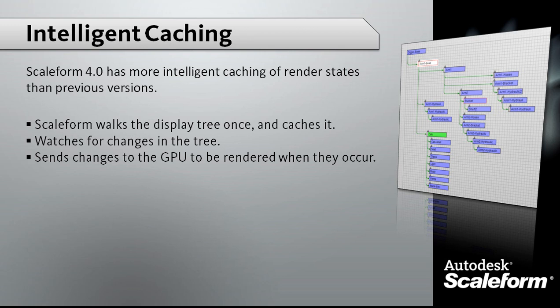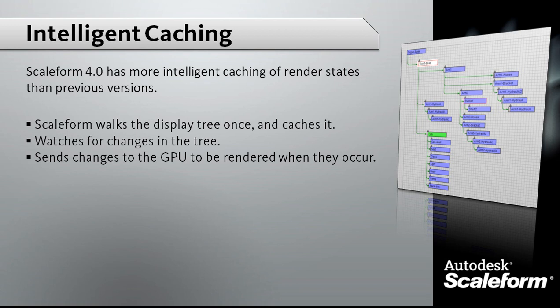Also, with our new renderer is our intelligent caching system. Basically in Flash, just like in Max or say Maya, you have a scene graph or a schematic where you've got all of the elements of a Flash file on a given frame, right? And what happens is that Scaleform walks that tree and sends that information over to the GPU to be rendered. Now, Scaleform 4's version of doing that is much more intelligent than previous versions of Scaleform. And what Scaleform 4 does is it walks the display tree once and caches it on the CPU, and then it sends that over to the GPU to be rendered.